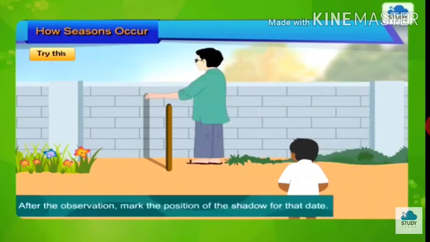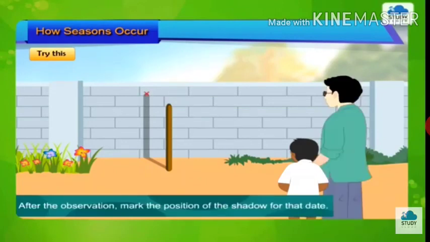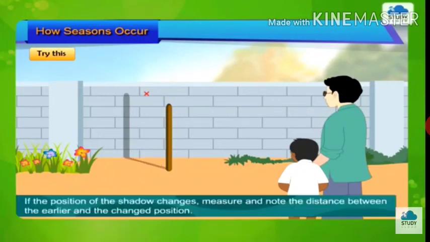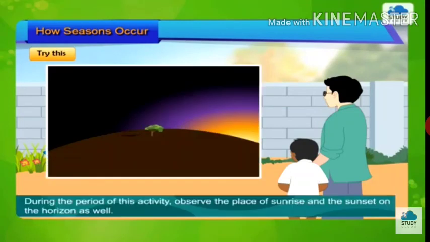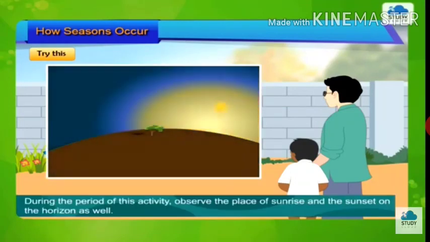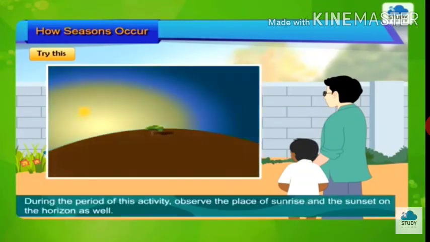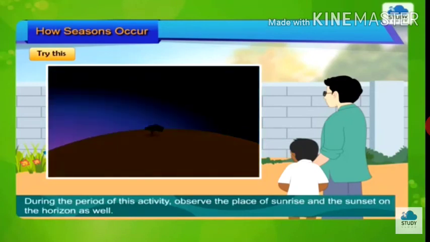After the observation, mark the position of the shadow for that date. If the position of the shadow changes, measure and note the distance between the earlier and the changed position. During the period of this activity, observe the place of sunrise and the sunset on the horizon as well.